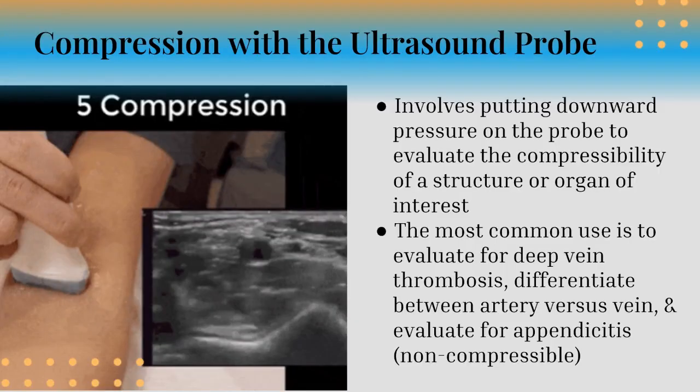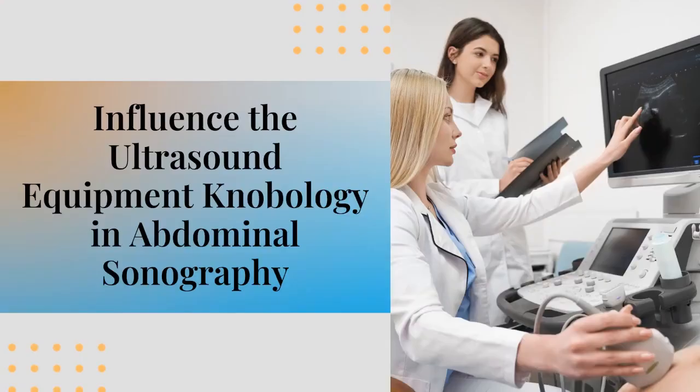Compression with the ultrasound probe involves putting downward pressure on the probe to evaluate the compressibility of a structure or organ of interest. The most common use is to evaluate for deep vein thrombosis, differentiate between artery versus vein, and evaluate for appendicitis, which is non-compressible.